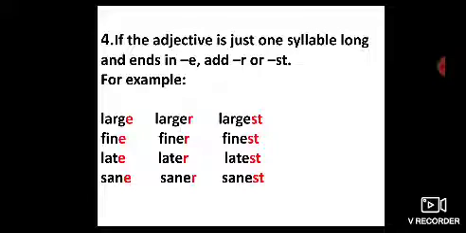Fine. Again it is ending in E, so you have to add only R for changing into comparative, finer, and in the superlative it will be finest. Then next, late, later, latest. Then sane, saner, sanest. Sane means what? Means well balanced or sound mind. The opposite of sane is insane.